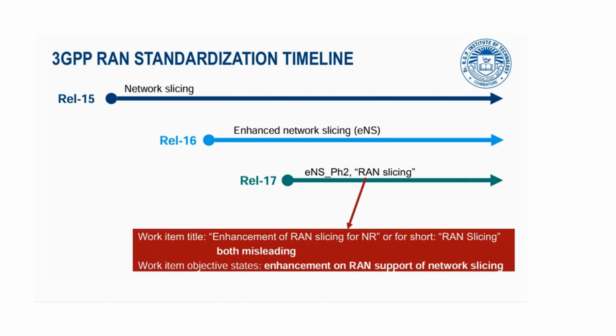In addition, Release 17 focuses on further enhancements named eNS Phase 2 and RAN slicing. RAN slicing improves how the radio access network enables and manages network slices, not introducing a whole new slicing concept. So basically, this slide outlines how network slicing capabilities were introduced progressively by 3GPP from Release 15 to Release 17.